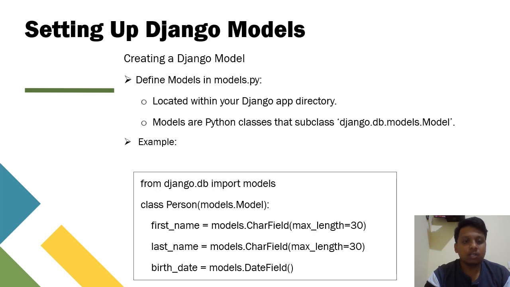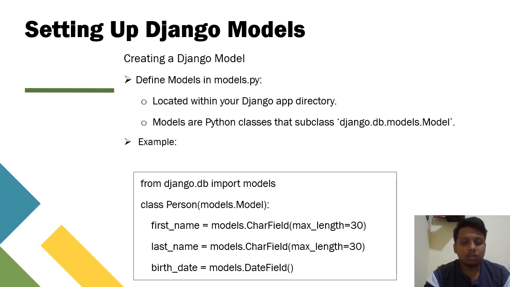Now let us look into the setting up of Django models with some definition and a code example. First we'll look into the definition. We define a model in a file called models.py located within the Django app directory. Models are Python classes that subclass the django.db.models.Model class. Now let us look into the example.